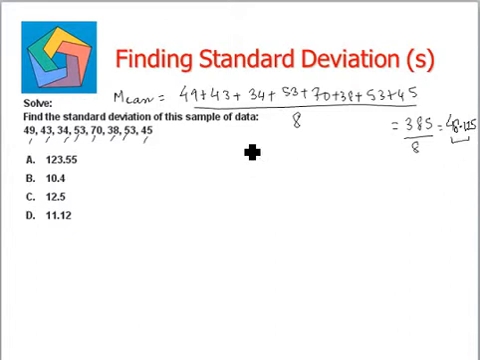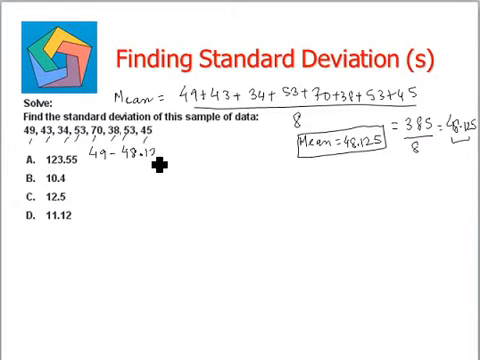This is our mean. So we write it over here again. Mean equals 48.125. Now we'll find out the squared difference. That is 49 minus 48.125. We'll subtract the mean from each of the sample data given to us. So let's set it up first so that we don't make any mistake.